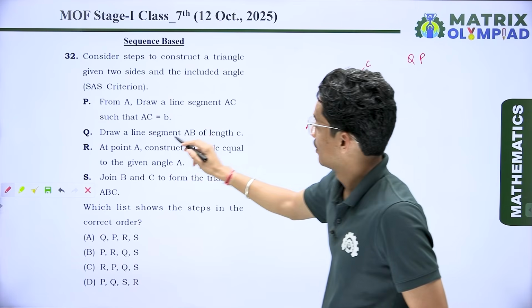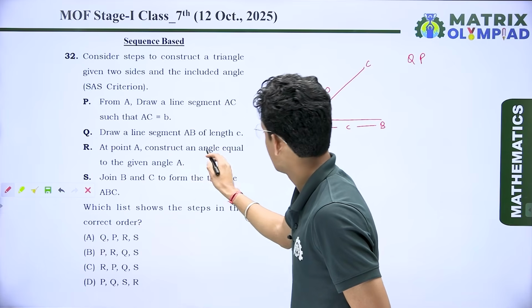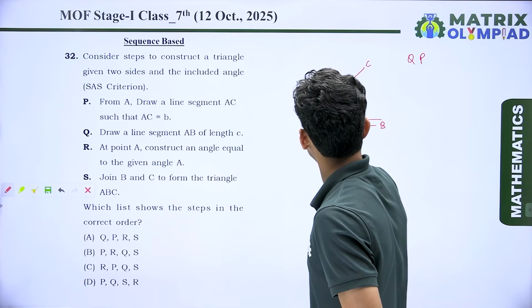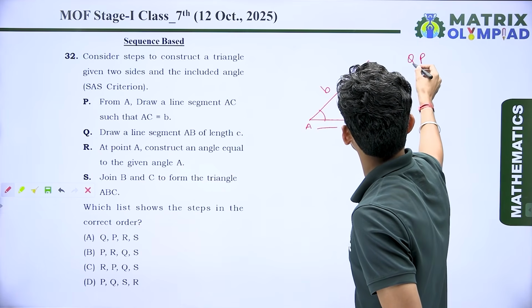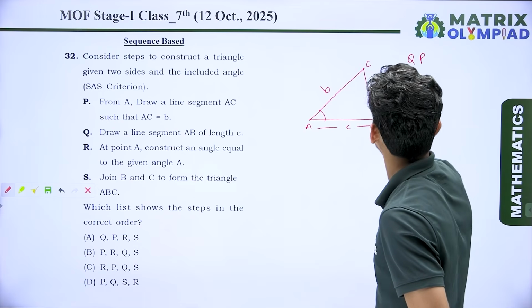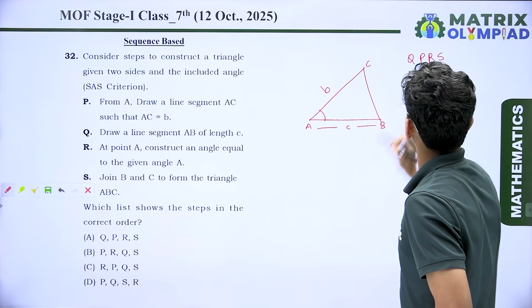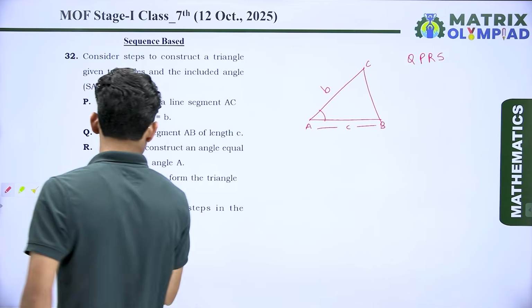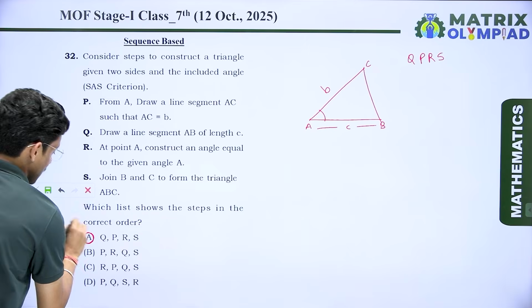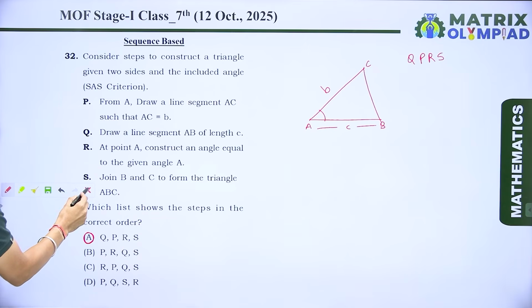After this, at point A construct an angle which is equal to the given angle. Then we construct this one. It means after Q P we take R and we take S. It means Q P R S. So Q P R S. It means option A is the correct answer here.